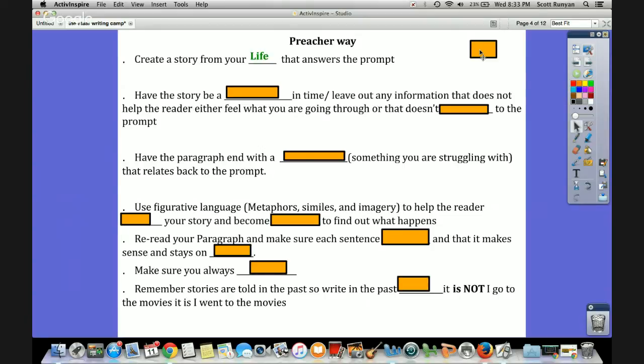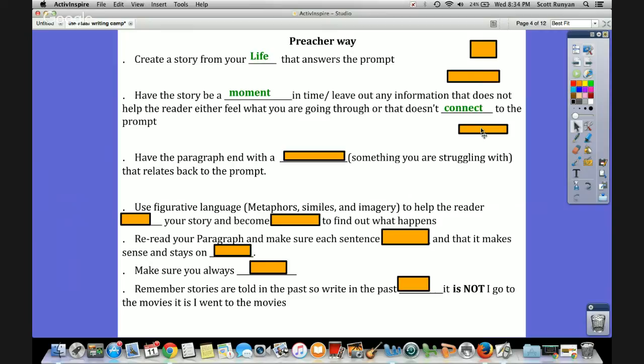All right, the second one is have the story be a snapshot in time or a moment in time. You're leaving out any information that doesn't help the reader feel what you're going through or that doesn't connect to the prompt, right? We only have that one page, guys. We want to make sure that we get the best information on that page. So we're not starting with once upon a time or one Saturday was bright and sunny. No, right? Start with boom. I can't believe I just fell on my butt, right? You got to start with the action.